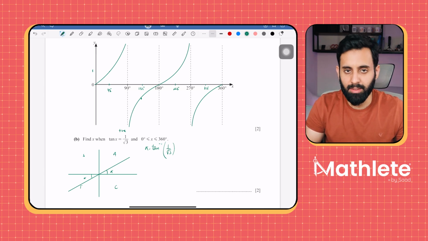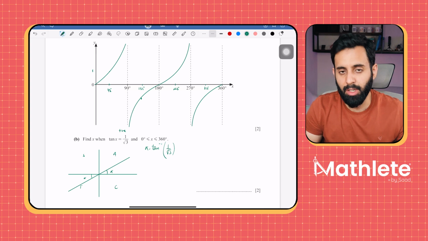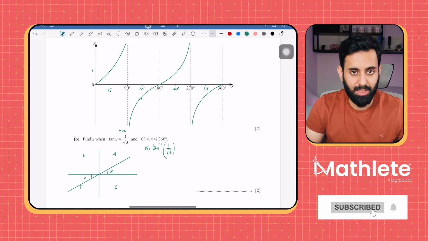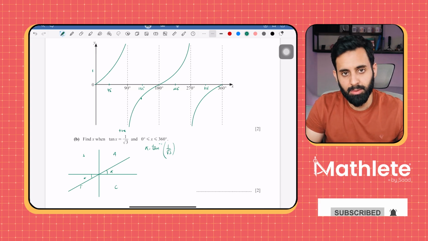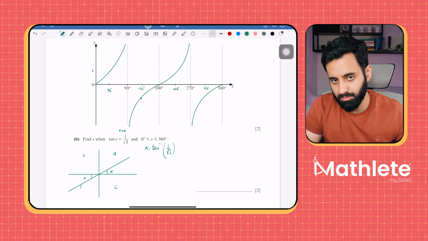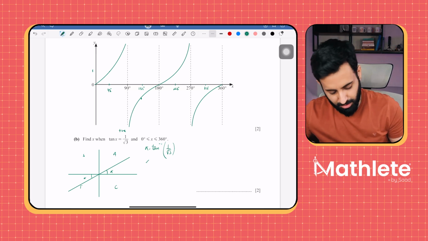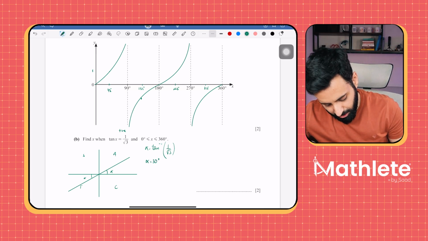Like for example, sine 30 is half, which is why sine inverse of half is 30. So you're supposed to remember what sine 30 is equal to, and then you can use that information to figure out what sine inverse of half is going to be equal to. Okay, so here also alpha would be equal to 30 degrees.